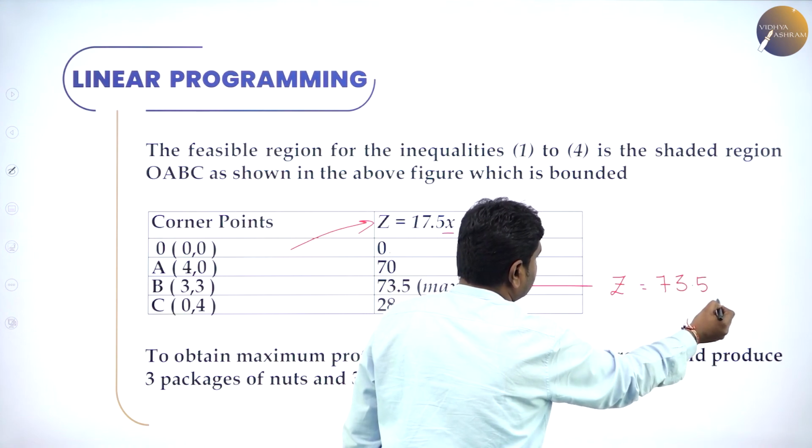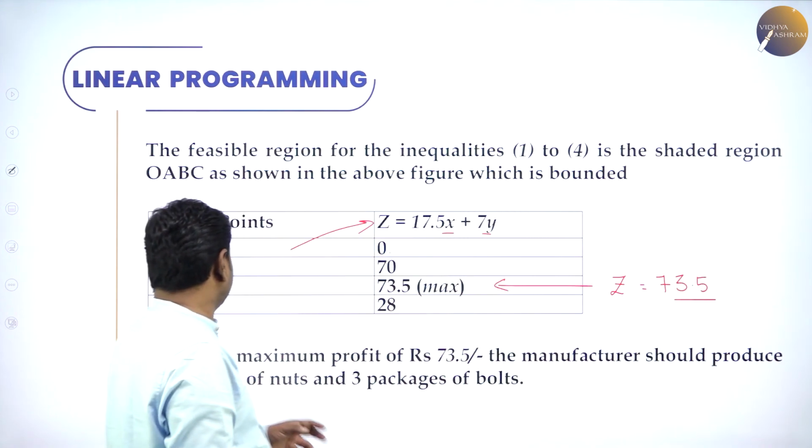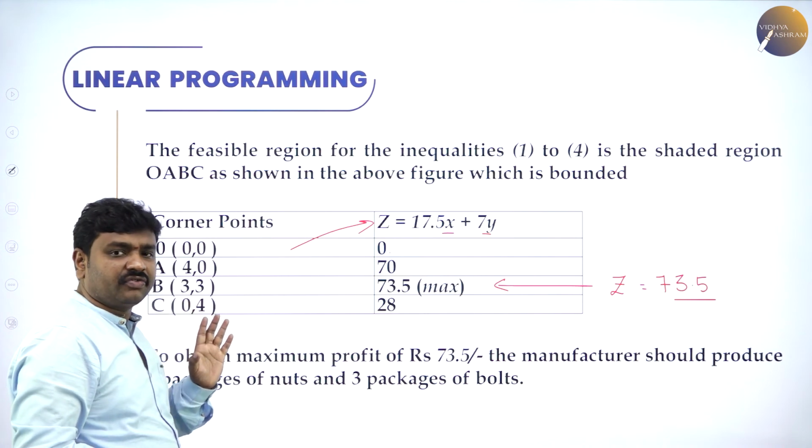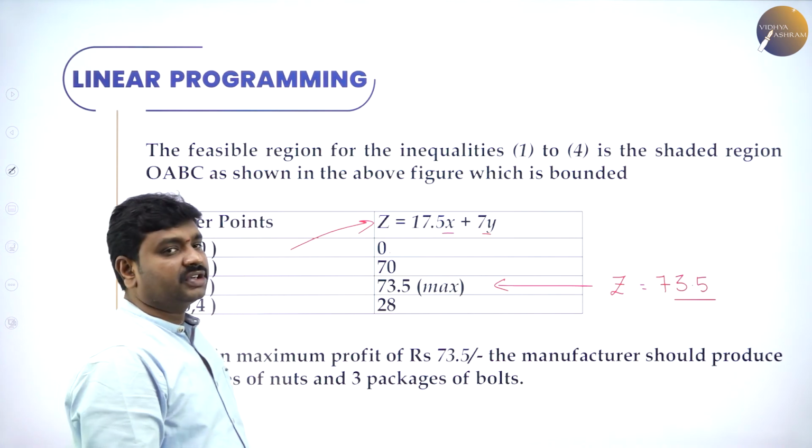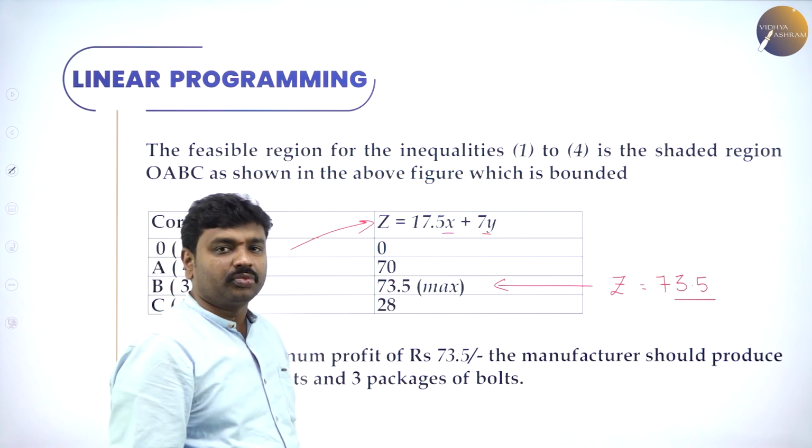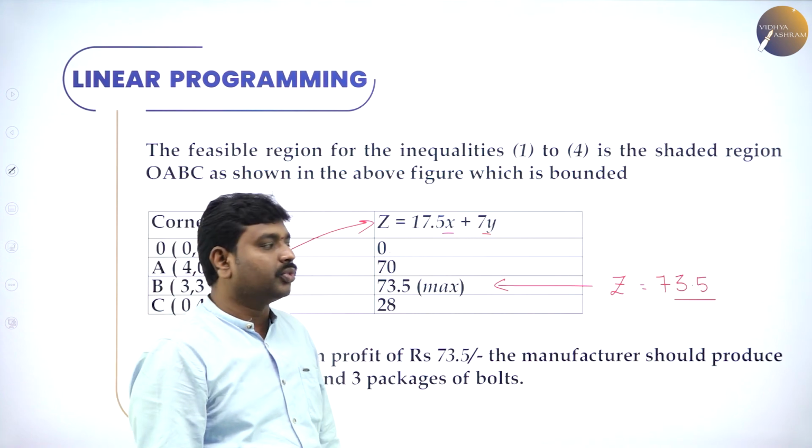It is obtained by producing 3 packages of nuts and 3 packages of bolts. So this is the conclusion. This basic problem is most important and is repeatedly asked in your board papers.